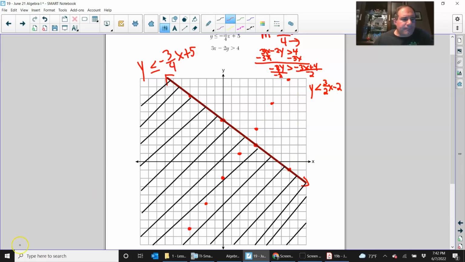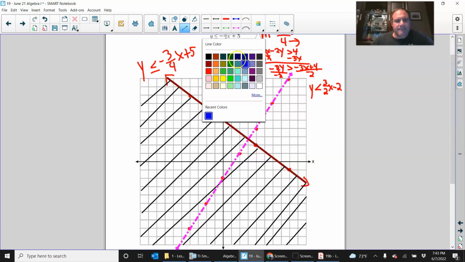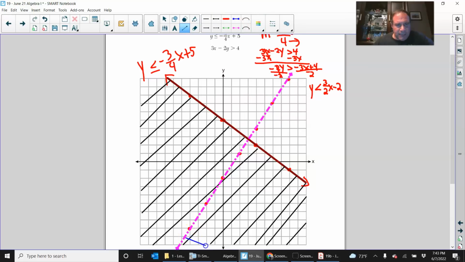Now, this is a less than, so that means it is going to be a dotted line. All right, so just remember that you are going to have a dotted line, and I just put a dotted line there. And it's a less than, so that means it should be shaded below. All right, so if it's shaded below, that means it's shaded this way, and it shows that on the graphing calculator.